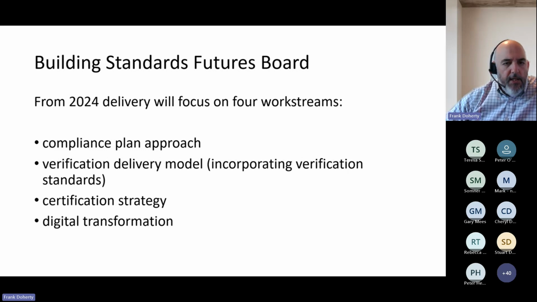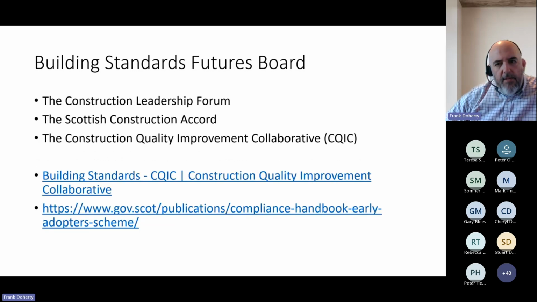But the one we're interested in today is the compliance plan approach, and maybe to say a couple of words on that. As I said, the Building Standards Futures Board isn't operating in isolation, just civil servants. Membership is drawn from across construction bodies in Scotland, including the Construction Leadership Forum. The head of Building Standards of Scottish Government is also a member of the Construction Leadership Forum, and at its heart, the CLF is a partnership between industry and the public sector.